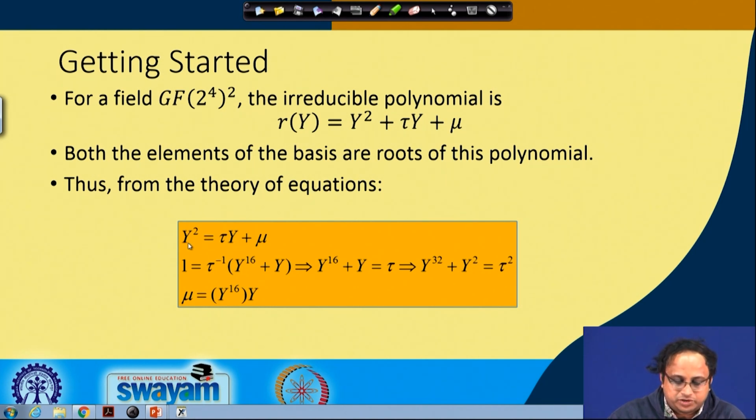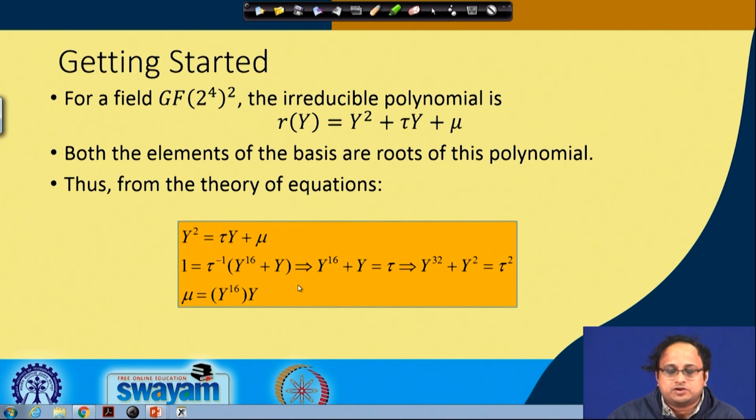In the normal basis representation, interestingly, you still have the same equation. When you are doing a reduction, instead of y square, you write tau y plus mu. But as I said, if you remember, the basis in this case is y power of 16 and y. So the basis for the GF(2^4) whole square representation is y power of 16 and y.